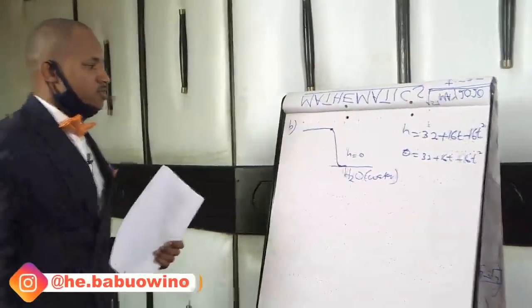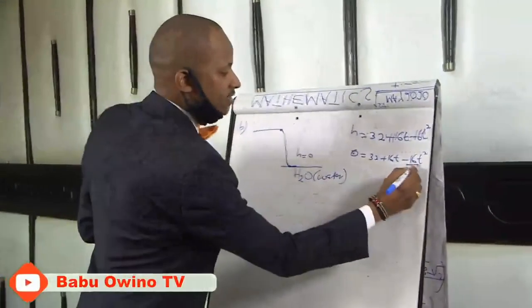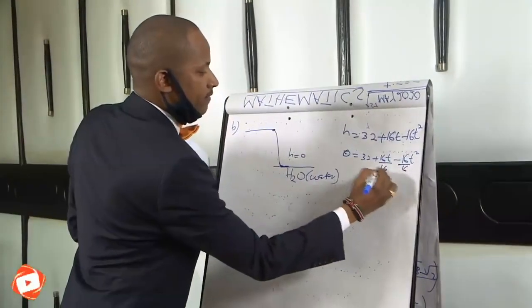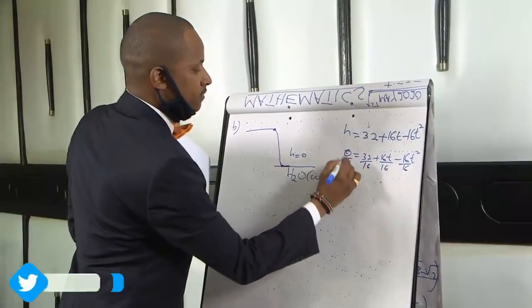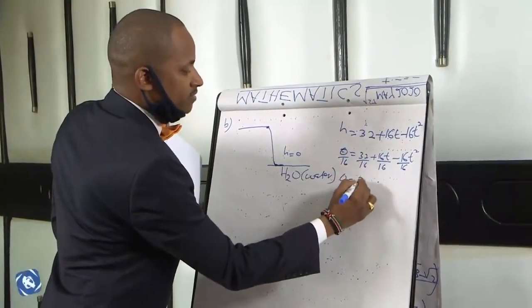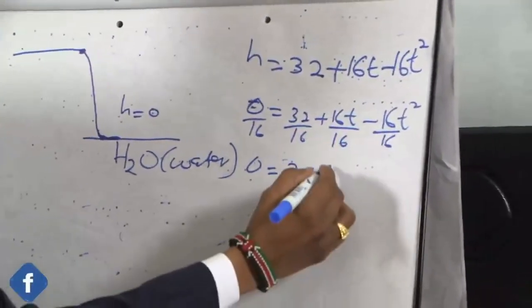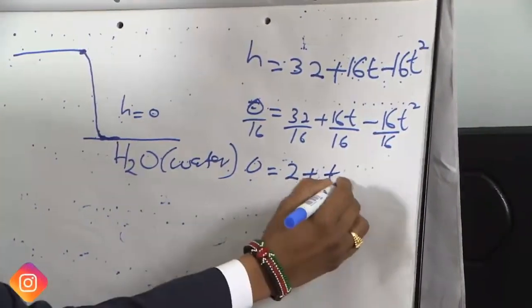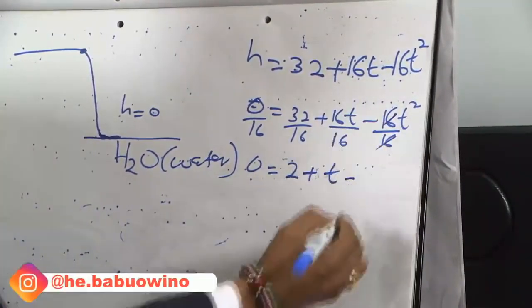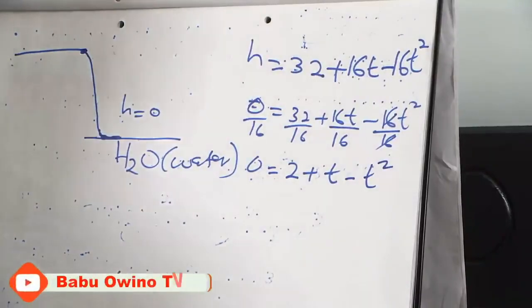With this equation, we can simplify it further because we have a common value here, 16. So we divide by 16. 0 divided by 16 is 0, equals 32 divided by 16 is 2, plus 16t divided by 16 is t, minus 16 divided by 16 is 1, and 16t squared divided by 16 is t squared.